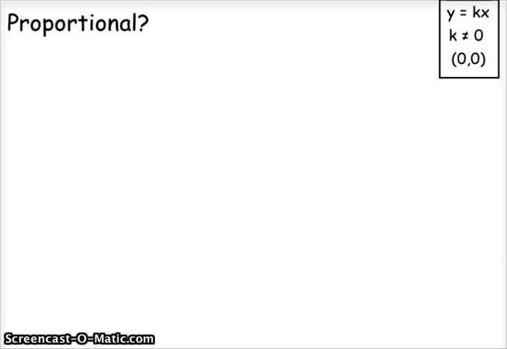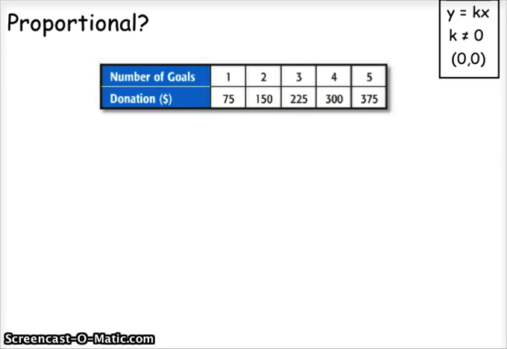I put my three criteria up here in the top right corner: y equals kx is our equation, k can't be 0, and it must pass through 0, 0. Let's look at this table. First of all, does it fit the equation? Is there a constant of variation as we move up? From the top part, we're obviously adding 1 each time. You can see it adds 1 every single step.